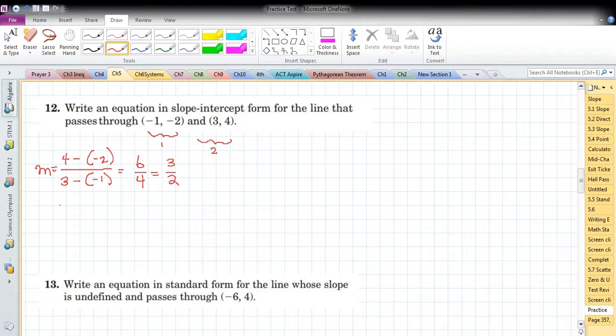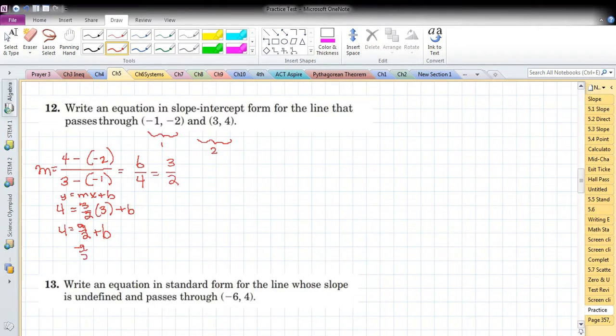I'm going to choose the second point just because there are no negatives. My y is 4. So remember that we're doing y equals mx plus b. y is 4. We just determined that m is 3/2, x is 3, and b we do not know, so we leave it as b. So 4 is equal to 9/2 plus b.